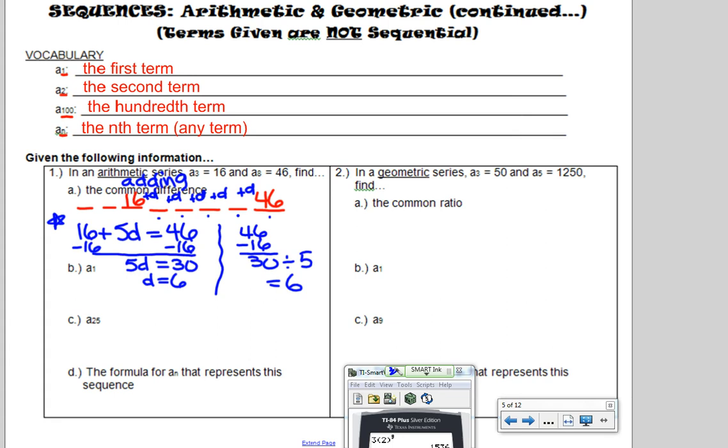Okay, so once we know that the D value is 6, now we can figure out all the other things we need. A1 then, I would have to go backwards. So I'd have to subtract 6 twice to get to the first term. So 16 minus 6 is 10. 10 minus 6 is 4. So we now know that A1 is 4. Now to get to A25, again, I could keep on adding 6 from our 8th term here. Or, much easier, I can start with my home base number 4. And I know that I'm going to add 6 24 times.